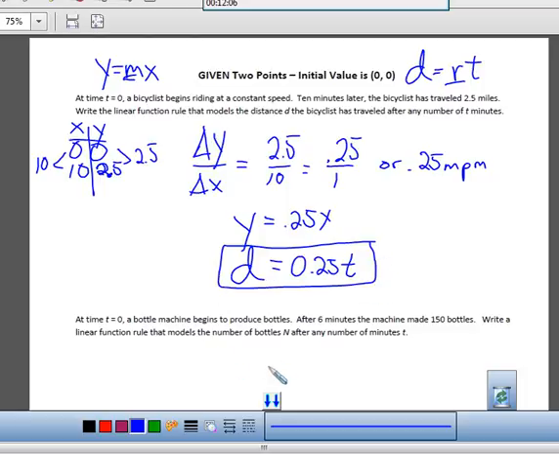Okay, the next one. At time t equals 0, a bottle machine begins to produce bottles. So let's go 0, 0. After 6 minutes, the machine made 150 bottles. That's the point 6, 150. Write a linear function rule that models the number of bottles n after any number of minutes, t.